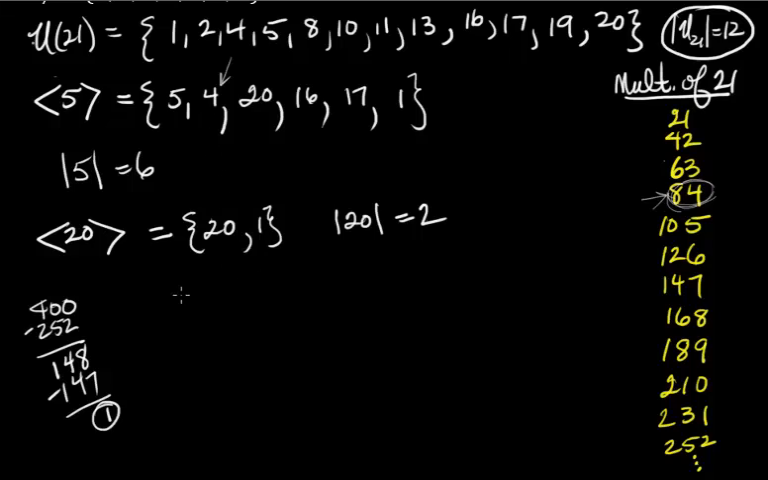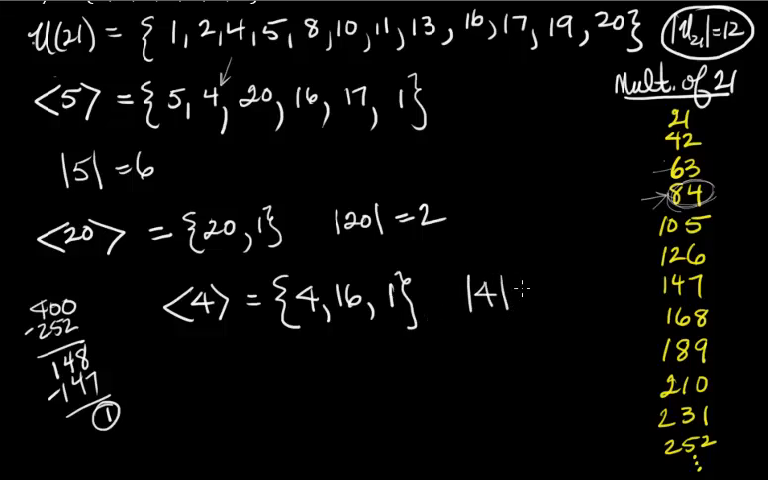Let's find the order of 4. So I need the cyclic subset generated by 4. Put 4 in. 4 times 4 is 16, which is 16 mod 21. 16 times 4 is 64. And if I take out 63, I get the identity. So we see that the order of 4 in U21 is 3. Another divisor, in fact, of the order of the group, 12.